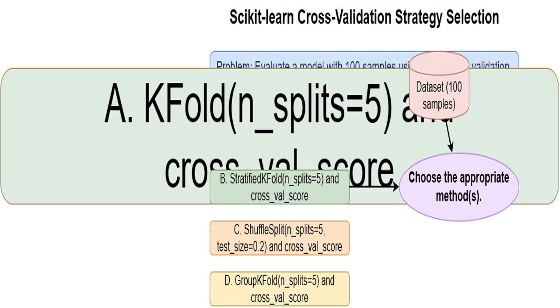Option A suggests using *k-fold* with 5 splits and *cross_val_score*. *k-fold* simply divides the data consecutively, but it doesn't guarantee that the class proportions will be similar across the folds. Therefore, this isn't the best option if you want to make sure the class ratios are maintained.